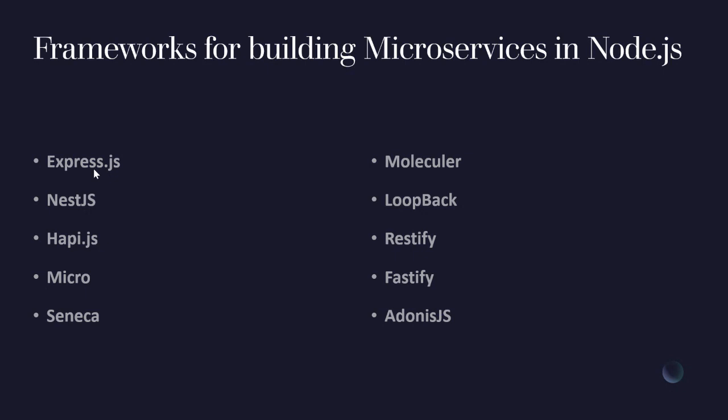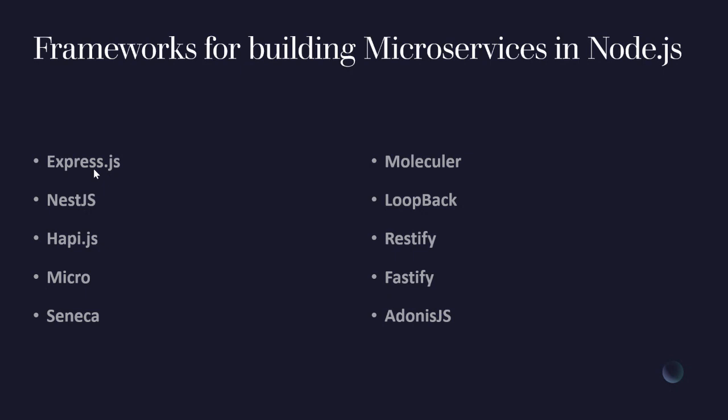The next one is Seneca. Seneca is a microservice framework specialized in providing a plugin-based centralized microservice architecture. The next one is Molecular. Molecular is a fast and efficient microservice framework that offers features like service discovery, load balancing, and fault tolerance out of the box. So you can consider that as well.